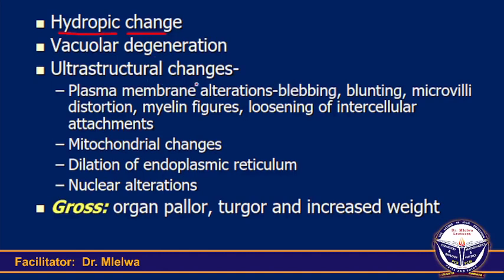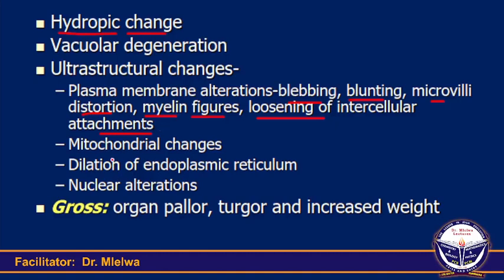The ultrastructure changes. Sasa kuna changes ndogondogo katika cell. Kwanza plasma membrane alteration, blebbing. Plasma membrane inaweza kufanya blebbing, ikafanya blunting, microvilli distortion, microvilli inaweza kuharibika. Myelin figures, unaona, loosening of intracellular attachments, yani zile sehemu ambazo zile cytoskeleton components ziko zimeattach katika cell membrane, unaona, zina lose, zinajiachia.